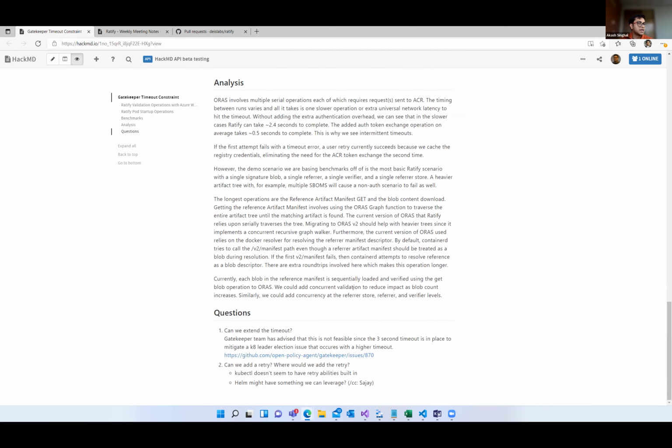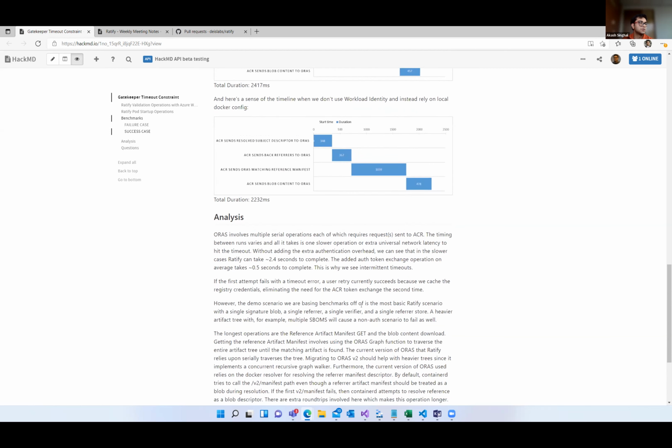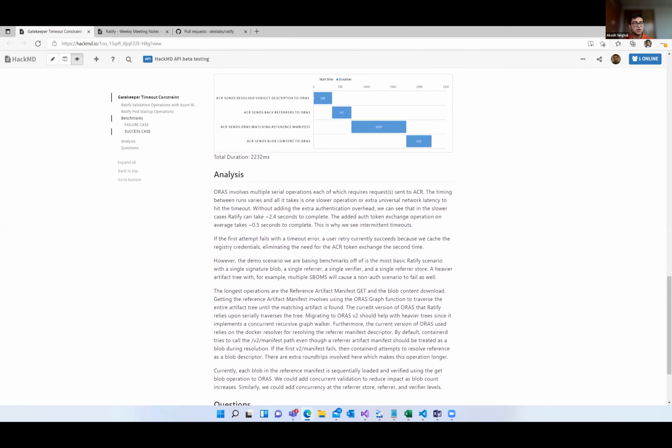And then the final thing is that on the Ratify end, we don't have a lot of concurrency built into it. So if there are multiple refer stores, multiple verifiers, multiple artifacts that we need to verify, we do them all serially. There are no multiple processes doing it in parallel. So we could also look into adding some concurrency there. But these are just my initial thoughts and what the benchmarks have found. So any thoughts or questions?